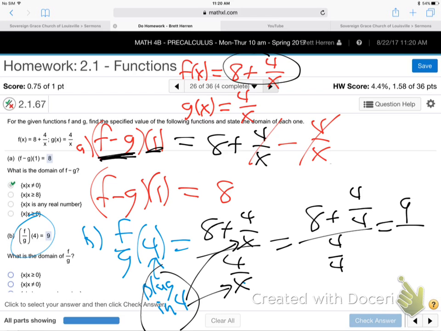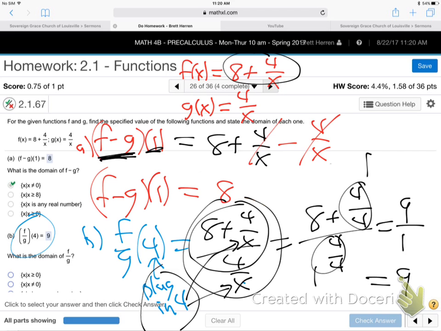It's just going to be 9 on the top, right? 8 plus 1, and 1 on the bottom. So the answer is 9. Okay, 4 over 4 is 1. 4 over 4 is 1. 8 plus 1, 9 over 1, 9. Is that good? So we made a new machine, the F over G machine.